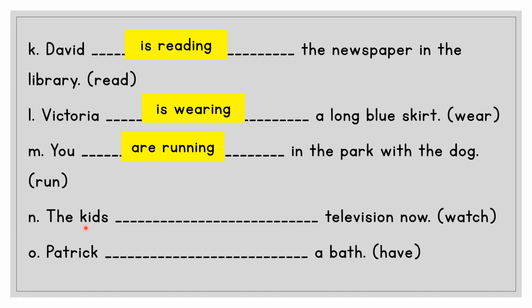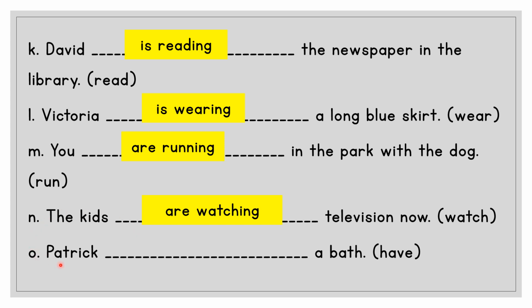Alright, next. The kids. Ada S dekat sini. So, how many people? One or more than one? More than one. So, should we use is or we use are? Okay. Kemudian watch plus dia punya ing. So, the kids are watching television now.